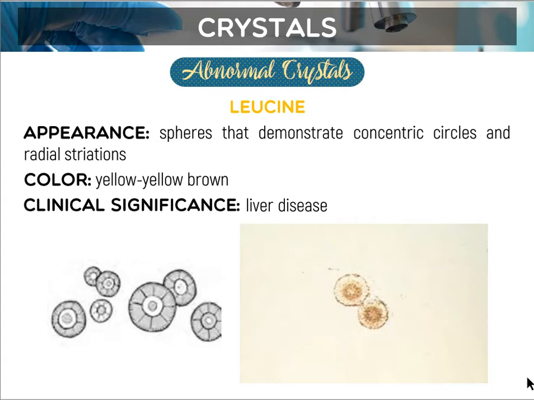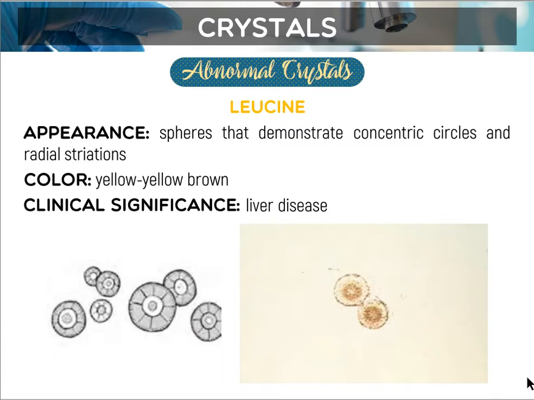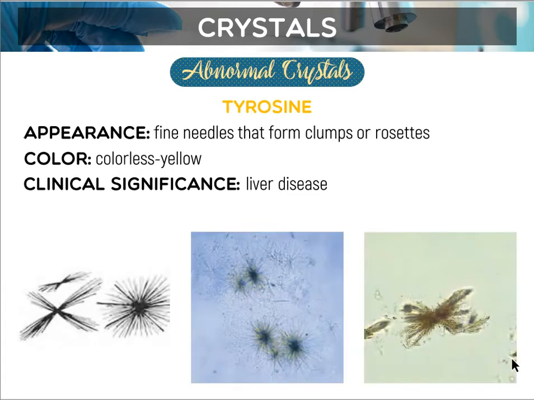Next, wait ha. Mo explain na ko later on kung ngano sila man manag-uyab. Okay? Si tyrosine nimo, as you can see here, fine needle siya guys that form clumps or rosettes. So colorless to yellow siya, liver disease pud. Okay, so si leucine, guys, it is less frequently seen than tyrosine. Okay, but if present, must accompany tyrosine crystals. Okay? And then, if present si tyrosine, it is seen in conjunction with leucine and positive result for bilirubin. So one cannot be present without the other.